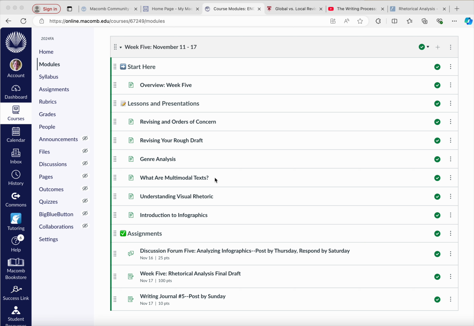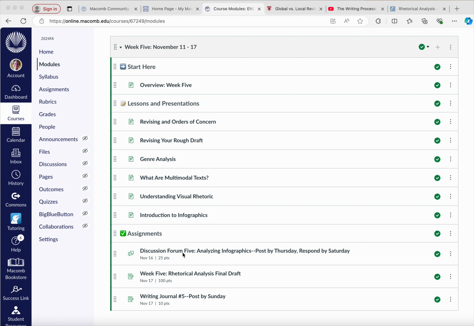text and sound, color, images, maybe video within video. So just, kind of starting to wrap our heads around the vast and broad definition of text in today's world, and then understanding visual rhetoric, and finally looking at infographics.